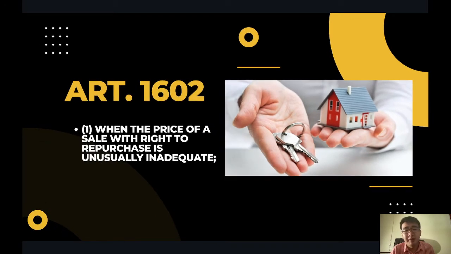Okay? Number 1, when the price of a sale with the right to repurchase is usually inadequate. Okay? Meaning, there is a contract of sale and it is not an ordinary contract of sale. It's a pacto de retro sale. Why? Because it has a right to repurchase and at the same time, it is inadequate. So, the presumption under the law, the presumption is it is an equitable mortgage. Hindi siya contract of sale. Okay?